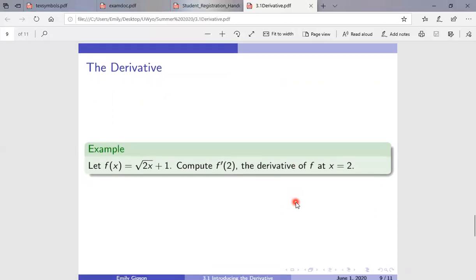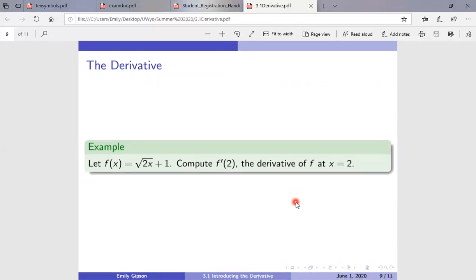So let's work through an example. This one might be a little bit much, but that's okay. Let f of x equal the square root of 2x plus 1, and I want you to compute f prime of 2, the derivative of f at x equals 2. Go ahead and pause and see if you can at least set it up, if not get a few steps down. If you can, amazing. If you can't, that's okay too. We're going to walk through this example.